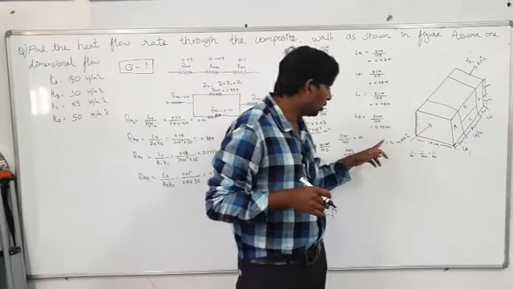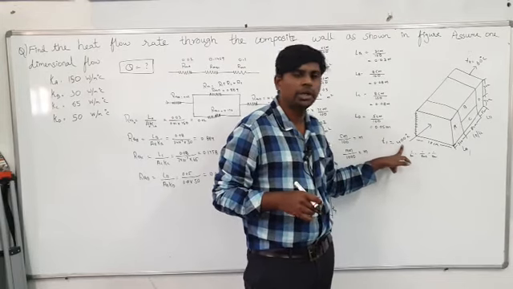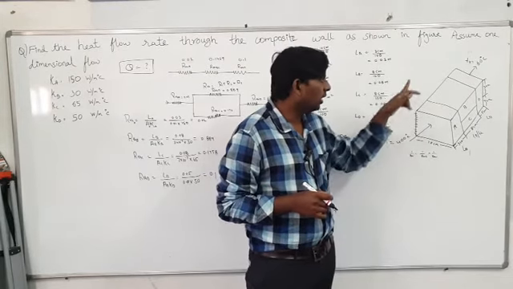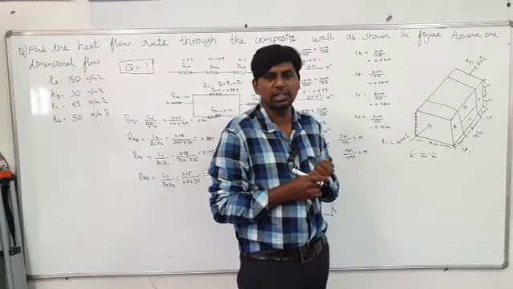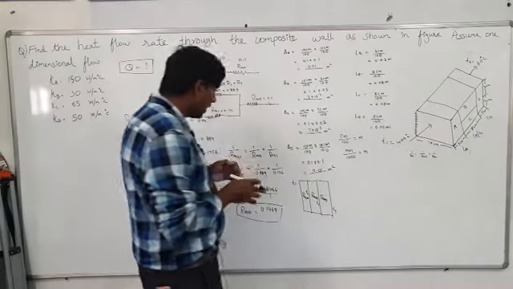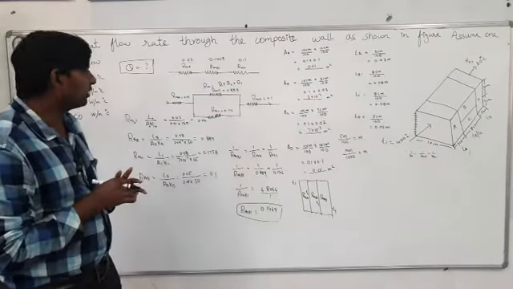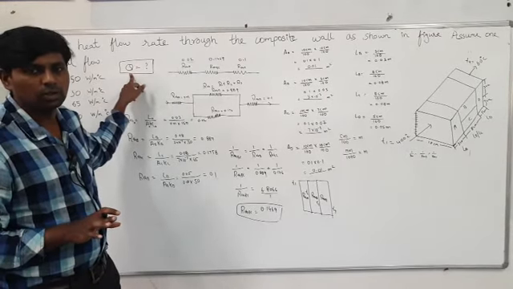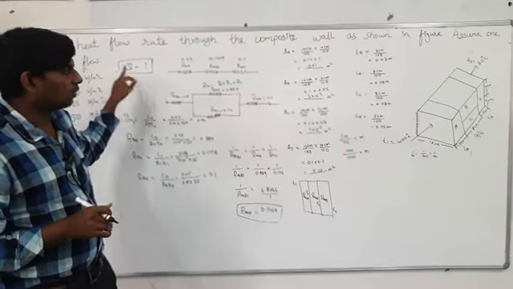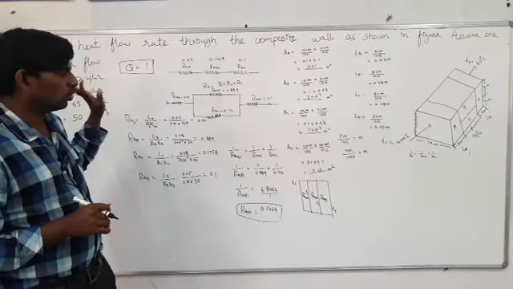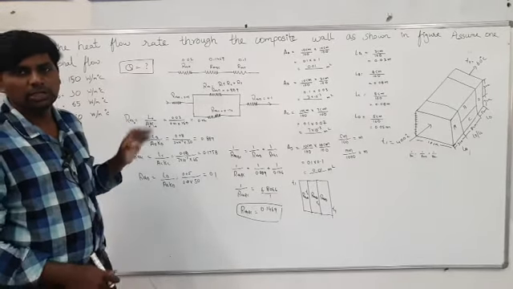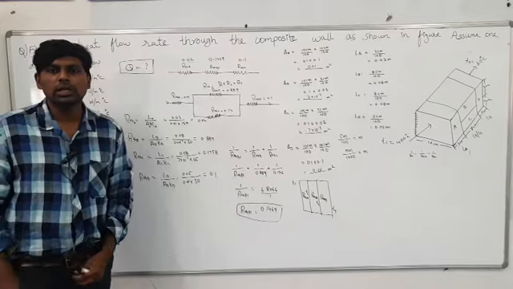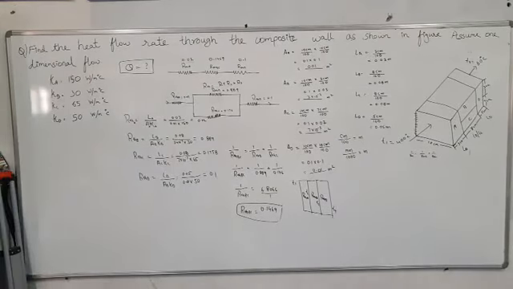It is given in your diagram only. T1 is equal to how much? 400 degrees centigrade, and T4 is equal to 60 degrees centigrade. After getting all these values, what is he asking to find out? Heat transfer. For finding heat transfer, what you have to do? You have to derive Fourier's law of heat conduction.